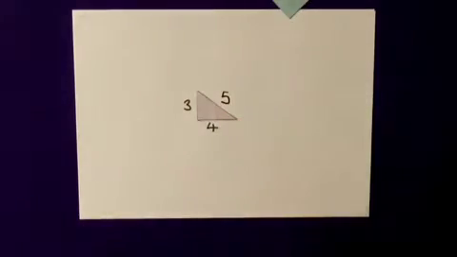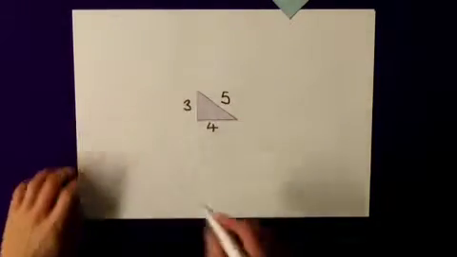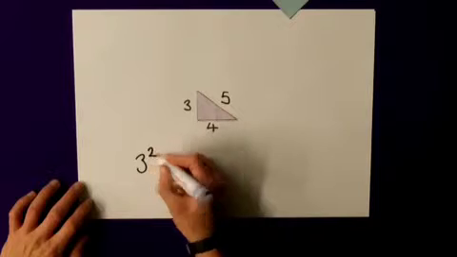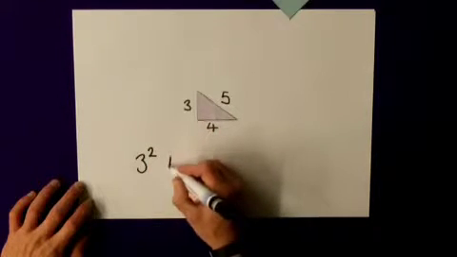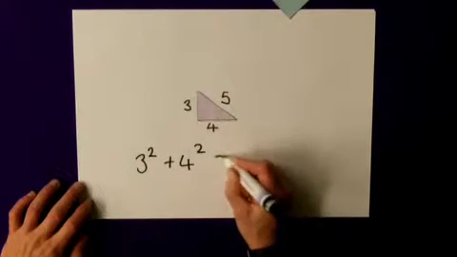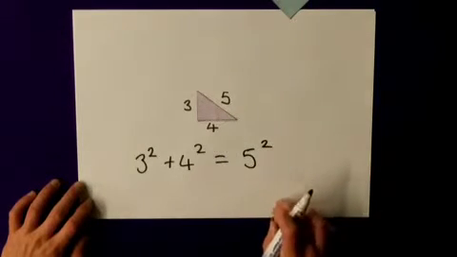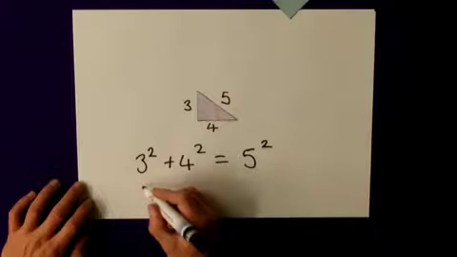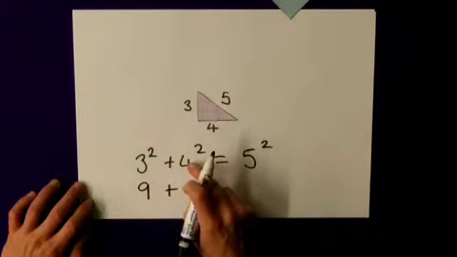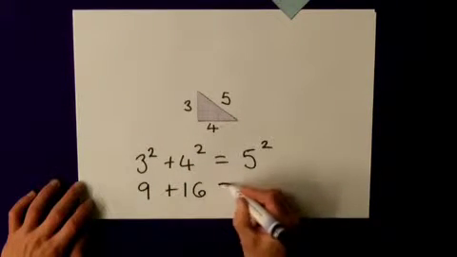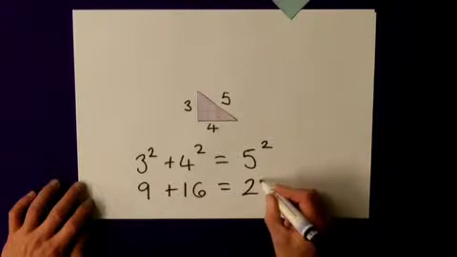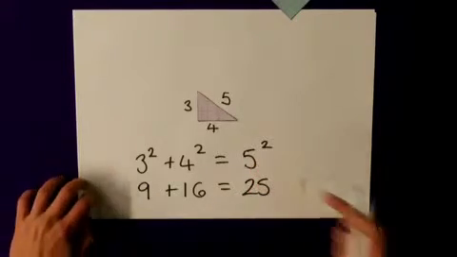So what Pythagoras discovered was that this side squared, 3 squared, added to this side squared, equaled this side squared. Just to confirm that's true, 3 squared is 9, added to 4 squared, which is 16, does in fact equal 25, which obviously is 5 squared.